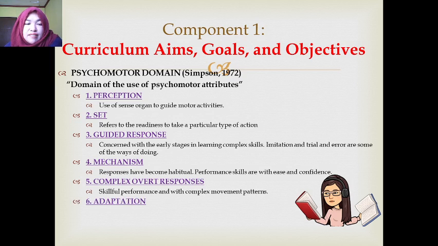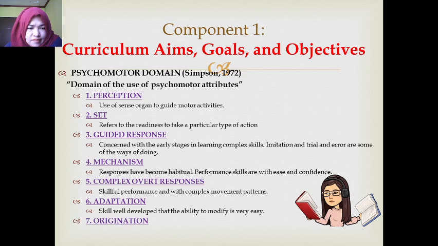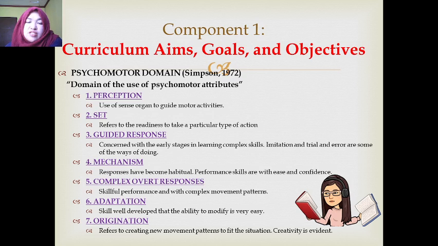Then, number 6, adaptation. Skill well developed that the ability to modify is very easy, no? So, number 7, origination. Refers to creating new movement patterns to fit the situation. So, creativity is evident. So, dito sa origination, nagawa ko na to minsan.